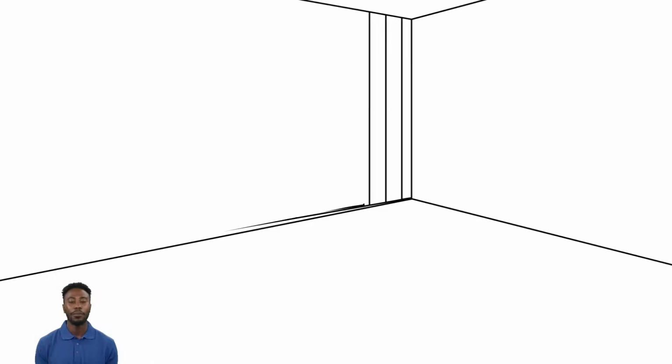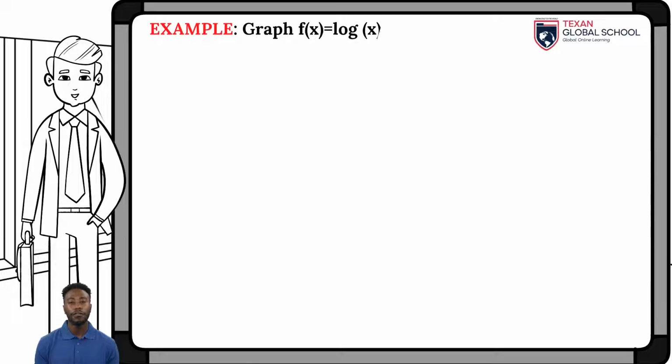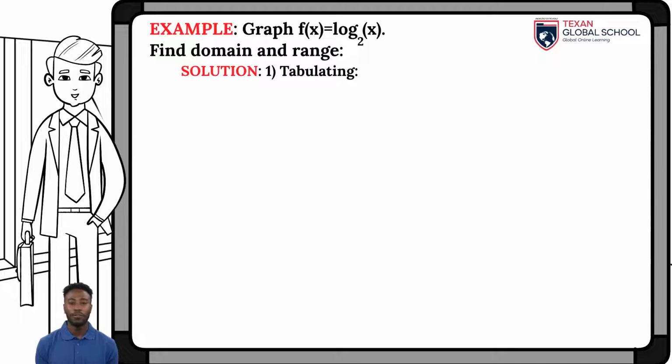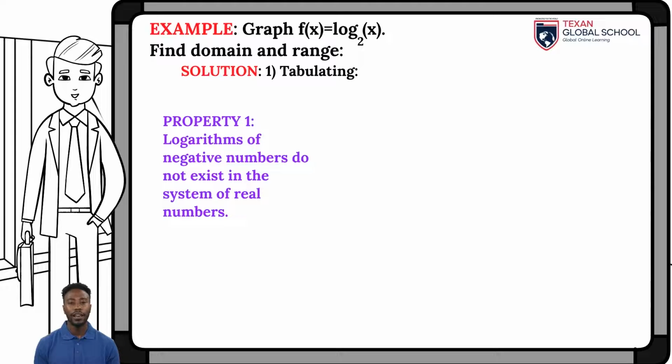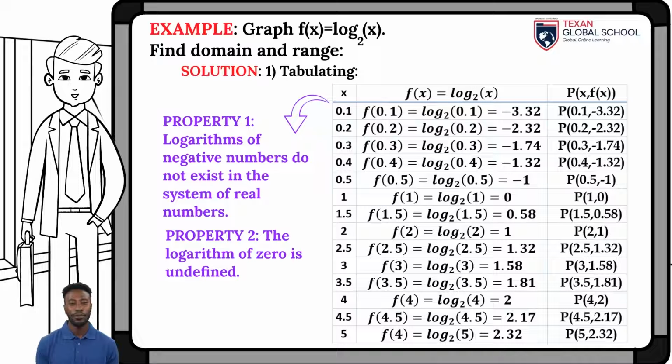Let's see an example. We will graph f of x equal to the logarithm base 2 of x, and we will get domain and range. First, we will tabulate proposing values of x. The properties of logarithms indicate that logarithms of negative numbers do not exist in the system of real numbers. Moreover, the logarithm of 0 is not defined. So, we propose values greater than 0 for the domain.